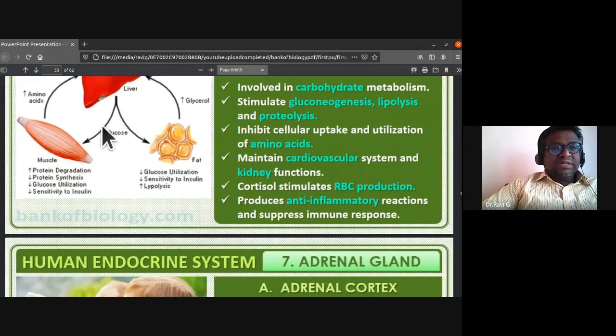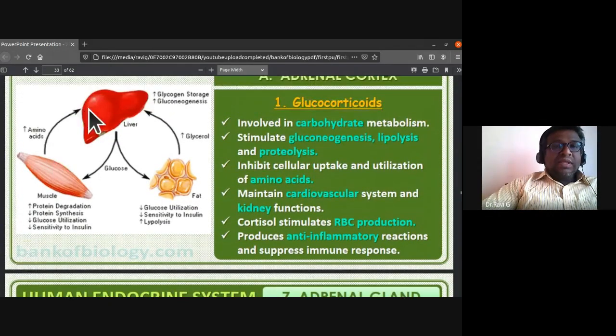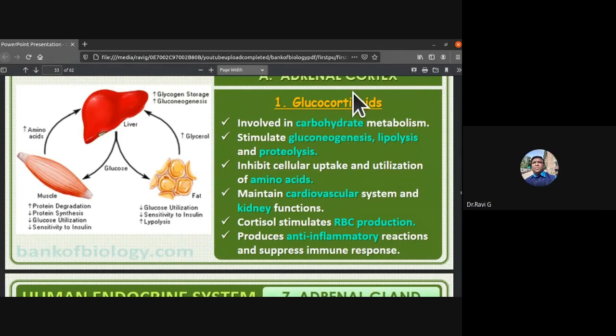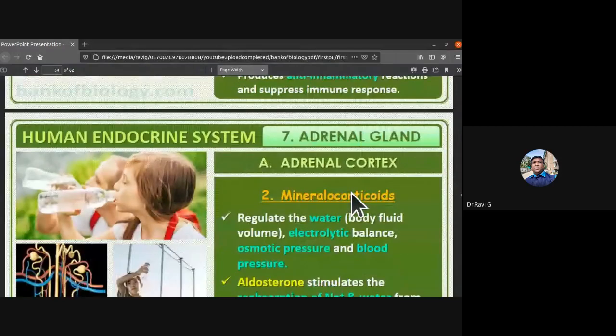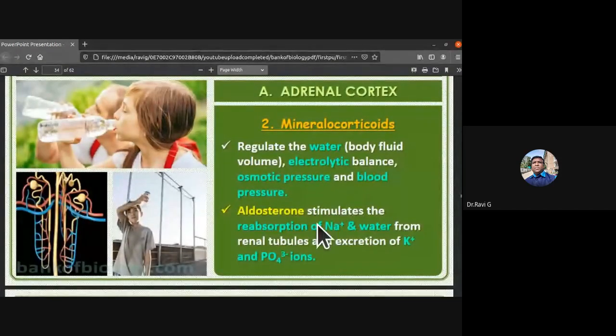So you can notice here the amino acids and other things: protein degradation, protein synthesis, glucose utilization, sensitivity to insulin. Okay, so lipolysis is also noticed in the case of glucocorticoids.